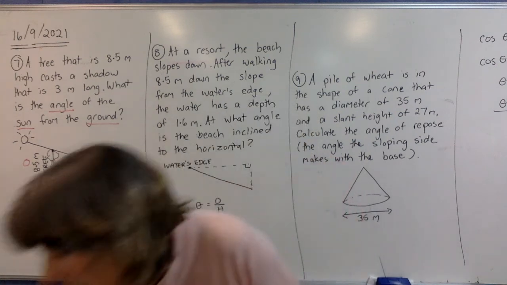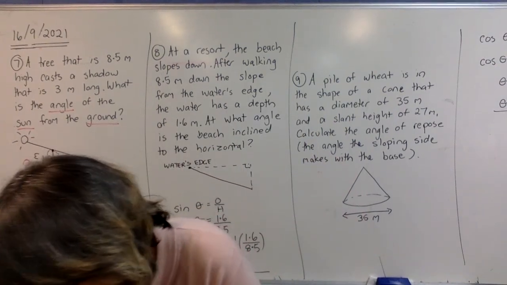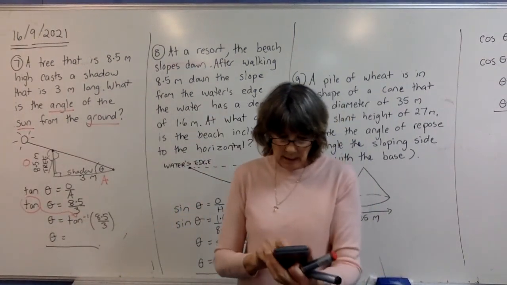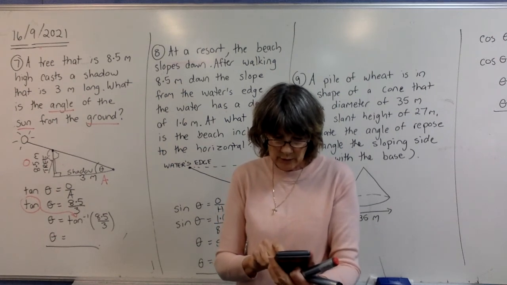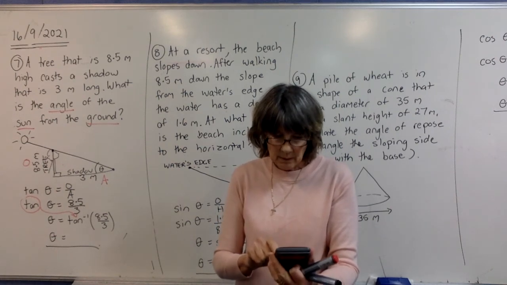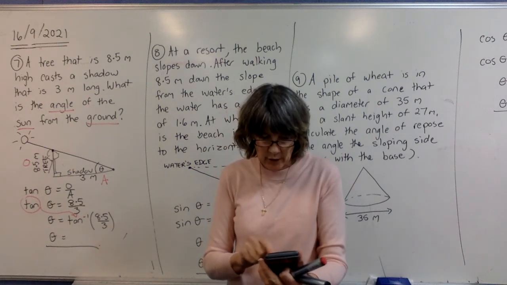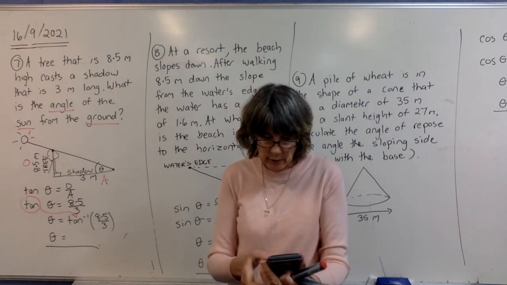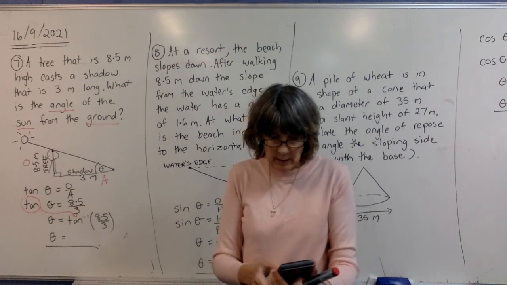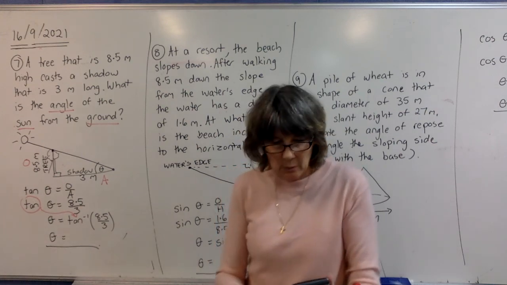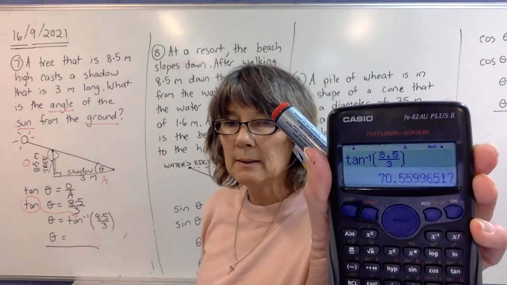And now we go to our calculator. So you're pressing inverse tan or shift tan. Then we're doing the fraction key. We're putting 8.5 on the top of the fraction, down arrow, 3 on the bottom, right arrow and bracket. Press equals and we're up to here.